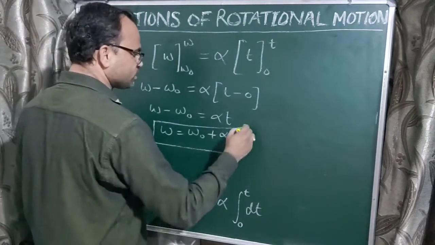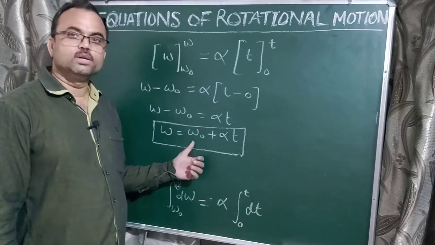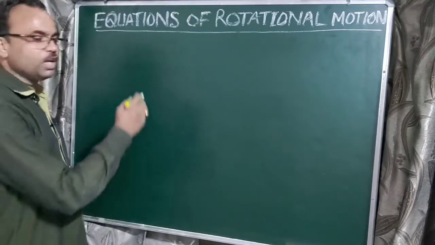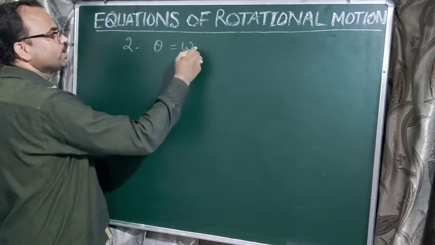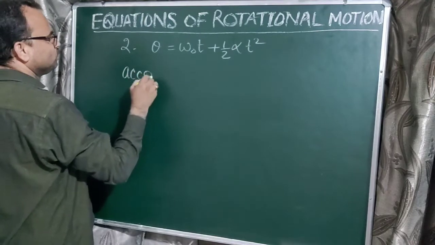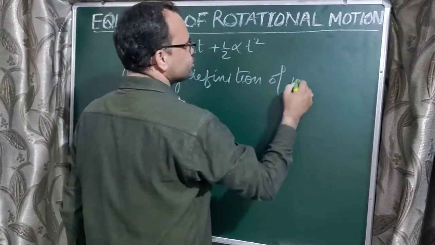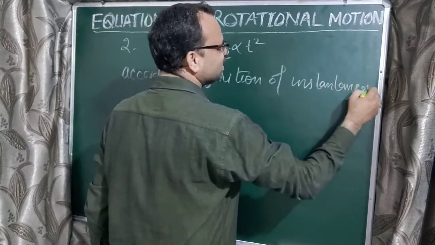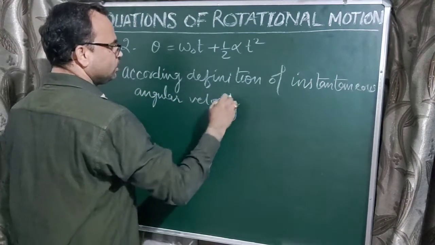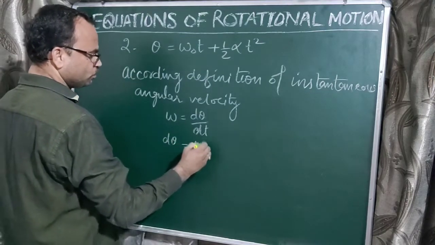So this is the first equation of rotational motion, in which omega is the final angular velocity, omega naught is the initial angular velocity, alpha is angular acceleration and t is time. The second equation of motion is theta equal to omega naught t plus 1 upon 2 alpha t square. According to the definition of instantaneous angular velocity, omega equal to d theta upon dt. Now cross multiply, d theta equal to omega dt.